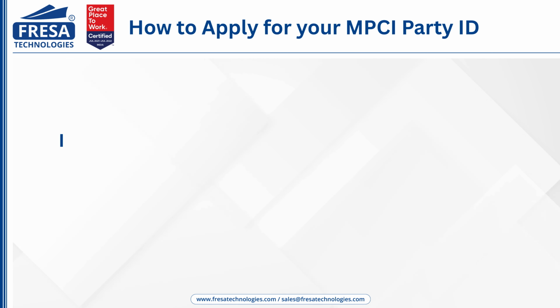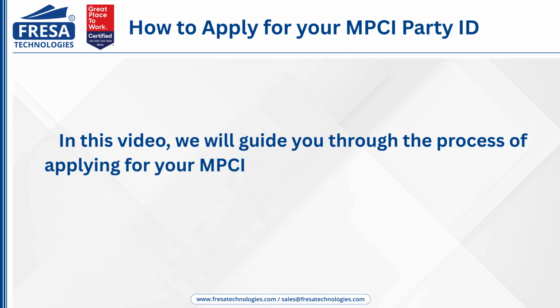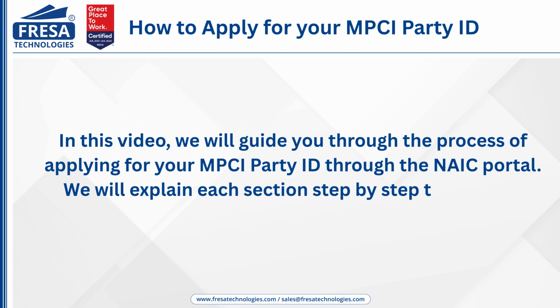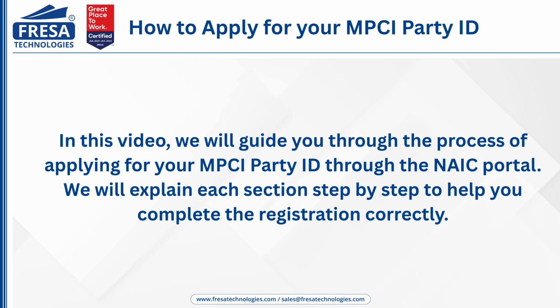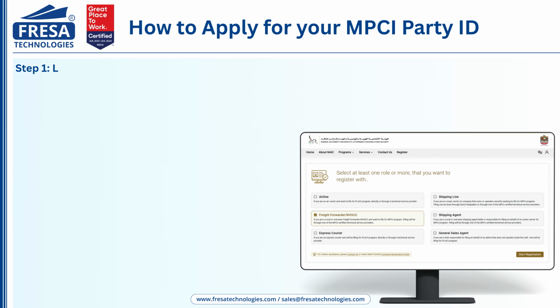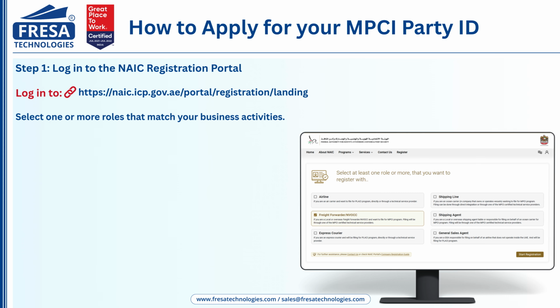In this video, we will guide you through the process of applying for your MPCI Party ID through the NAIC portal. Step 1. Open your browser and visit the NAIC registration portal. Log in to the portal and select one or more roles that match your business activities.